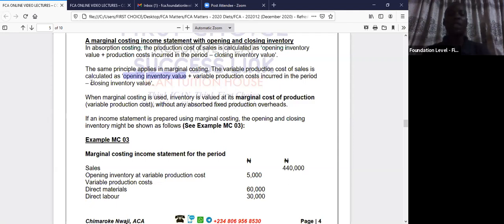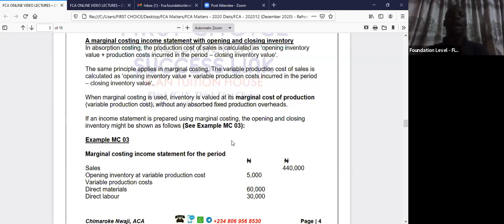The closing inventory value will also not be valued at full cost, it will be valued at marginal cost, because your production cost will only be variable production costs. Unlike absorption costing, where you have the full production cost, which is inclusive of variable and fixed. Whenever marginal costing is used, inventory is valued at its marginal cost of production without absorbing any fixed production overhead.